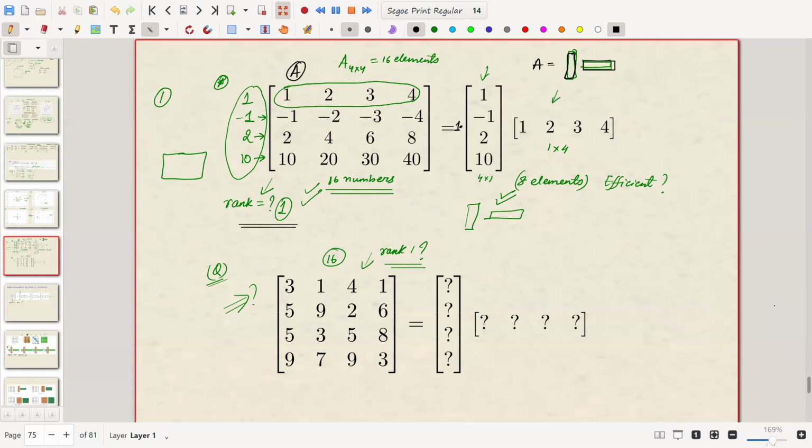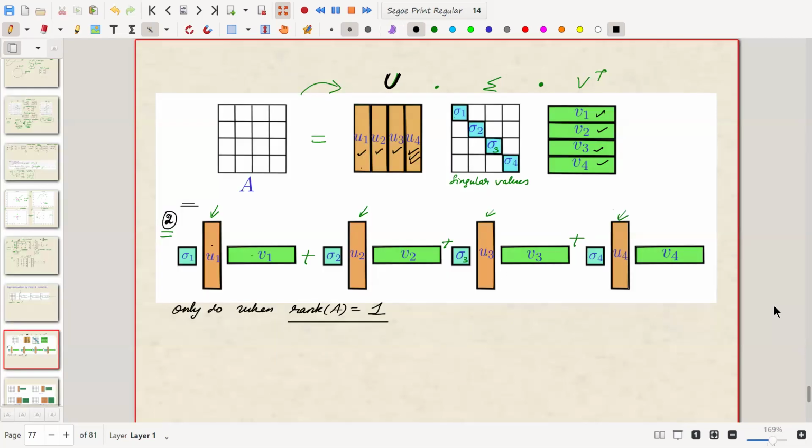Right hand side. Therefore, only when rank of A is equal to 1 can you break it down to this. If rank of A is not equal to 1, if it is 2, 3, 4, you cannot do this. What you can do, I will tell you. But like this, you cannot break it. The structure will be a bit different. Okay. Got it?